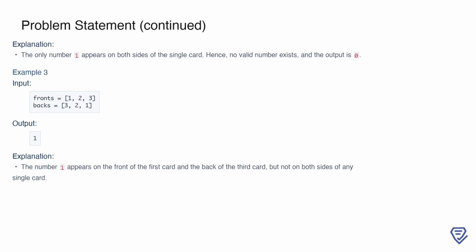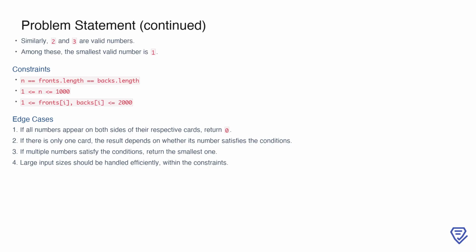In the final example, fronts is 1, 2, 3, and backs is 3, 2, 1. The output in this case is 1. Here's why: the number 1 appears on the front of the first card and the back of the third card, but it does not appear on both sides of any single card. This makes it valid. Similarly, the numbers 2 and 3 are also valid as they appear on different sides of different cards but not on both sides of the same card. Among these valid numbers, the smallest is 1, so the output is 1.